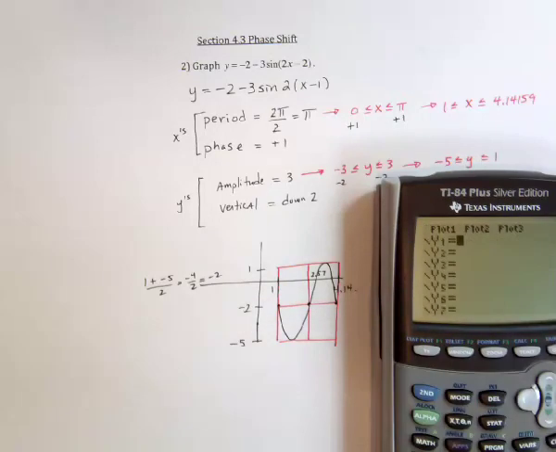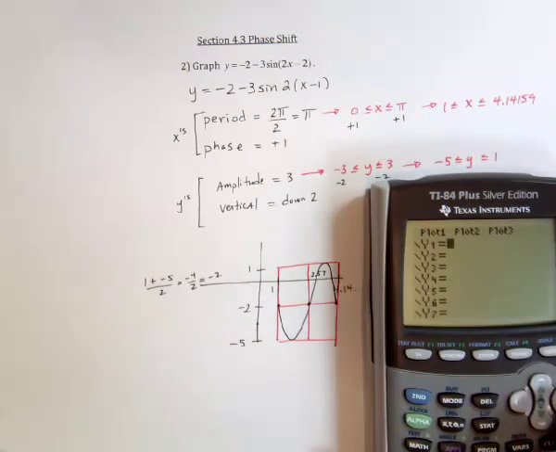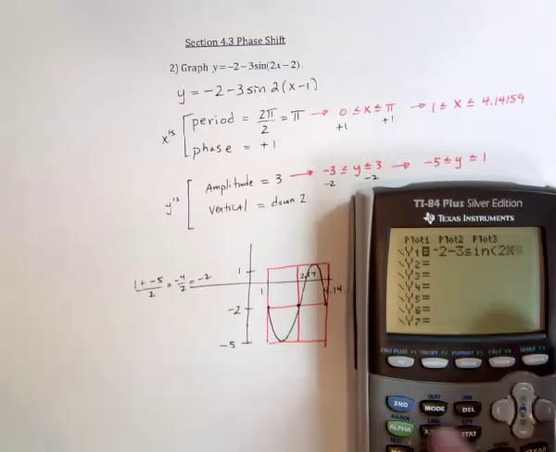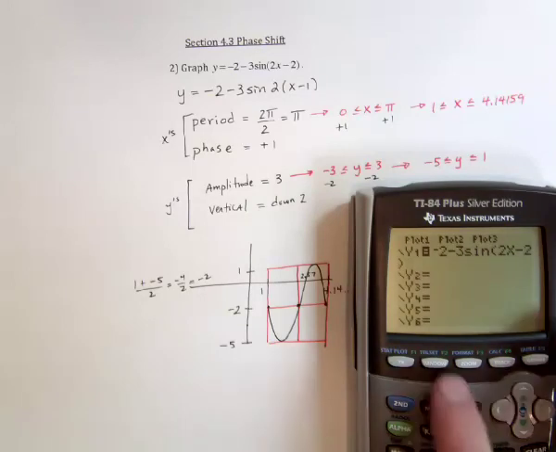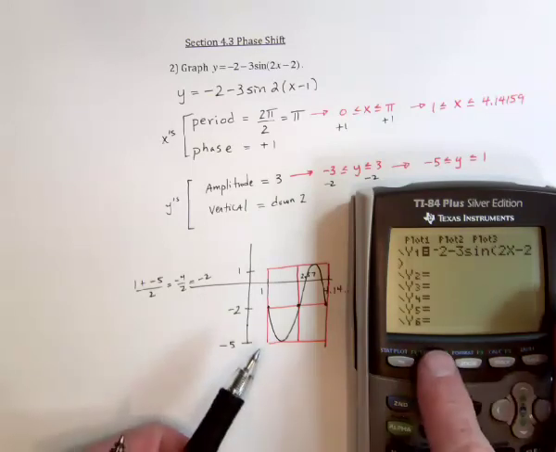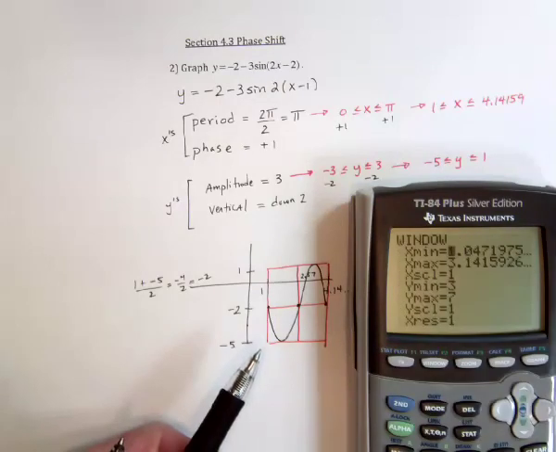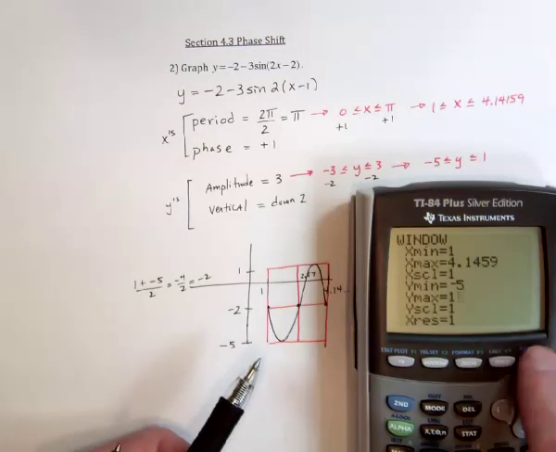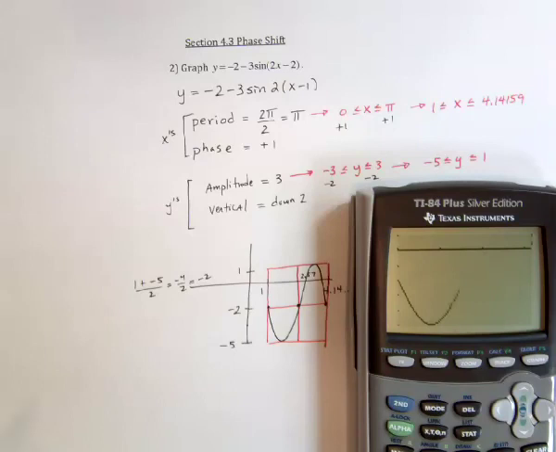Finally, take a look at the graph and check. So -2 subtract 3 sine of 2x minus 2. Change the window to be the same as this red rectangle right here. So x's go from 1 to 4.14159, and the y values from -5 to +1. It goes down first, and then up, and there's one cycle.